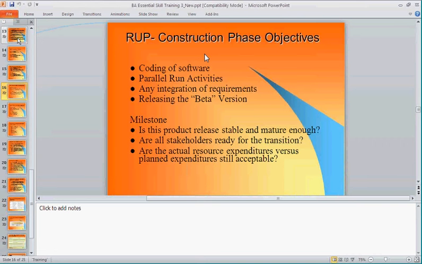Are the stakeholders ready for transition, right? Are they ready to start testing? Or if they feel that, wait a minute, I think we missed a requirement. Do you think you are ready? No. Are the actual resource expenditures, right? How much have you spent so far on the project? You would need to know that as well, correct?